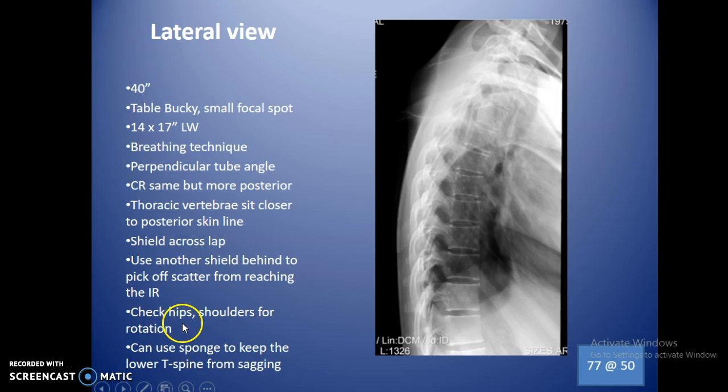Check your hips and shoulders for rotation, so check up high, make sure they're straight. Check down by their lower lumbar area also to make sure that they are straight at the bottom. You can use a sponge to keep the lower T-spine from sagging. I don't see that used that often though, but you can put it under the hips to keep your spine from sagging down and then coming back up.